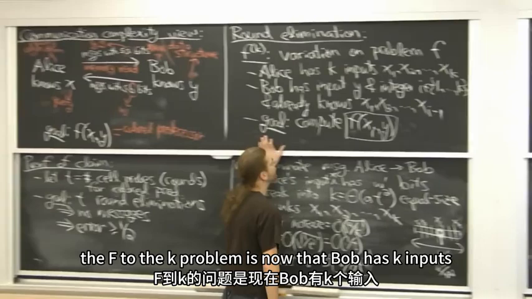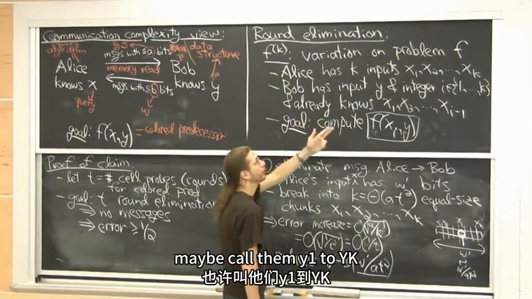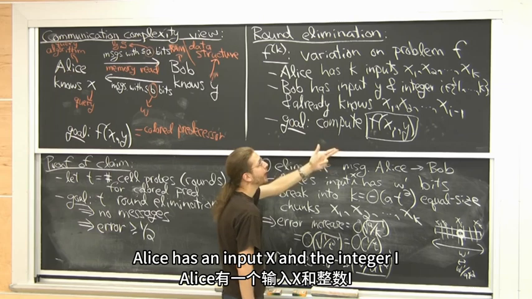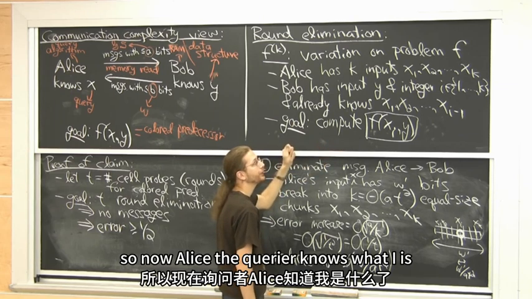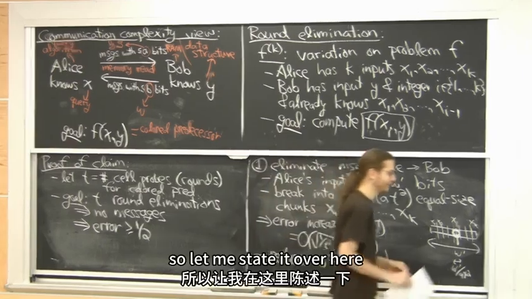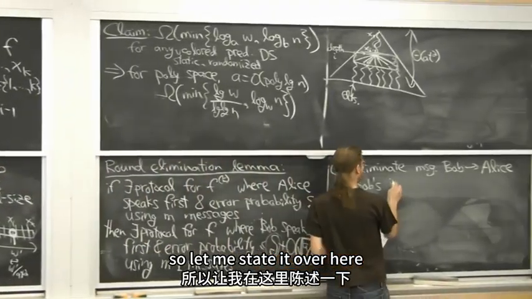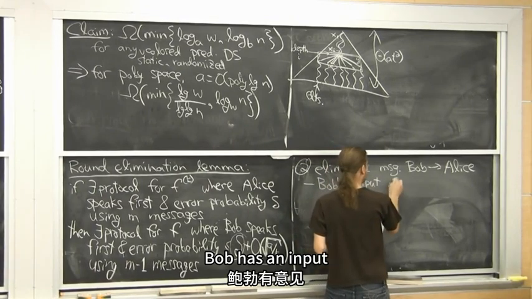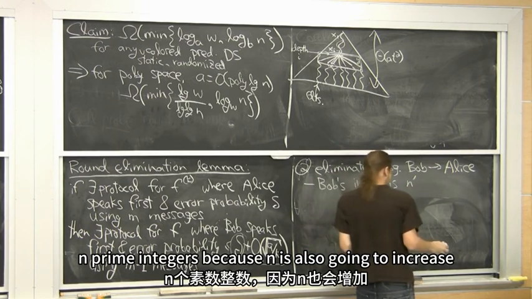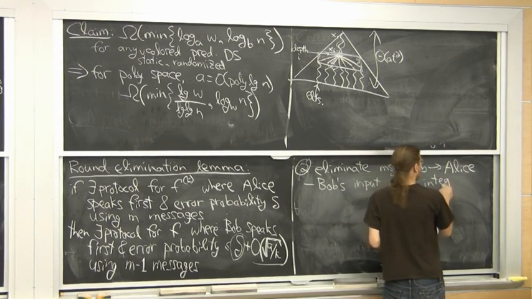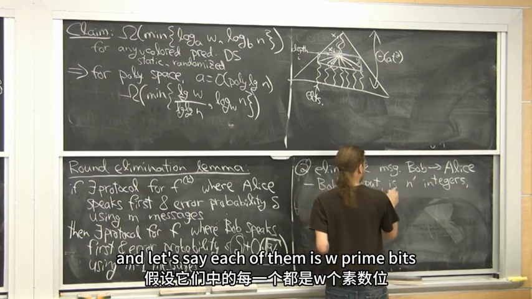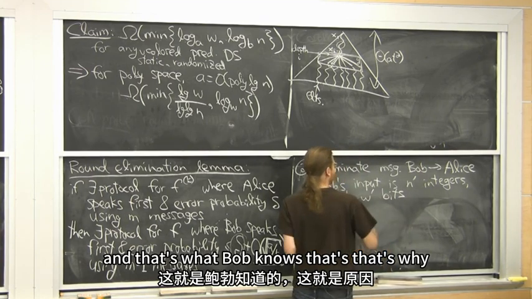The f to the k problem is now that Bob has k inputs, maybe call them y1 to yk. Alice has an input x and the integer i. So now Alice, the querier, knows what i is, but Bob doesn't. The data structure doesn't know it. Okay, so just reverse everything. So let me state it over here. Bob has an input. Now in general, what Bob knows is a bunch of integers, n integers. In general, n prime integers, because n is also going to increase. And let's say each of them is w prime bits. Okay, that's what Bob knows. That's y.